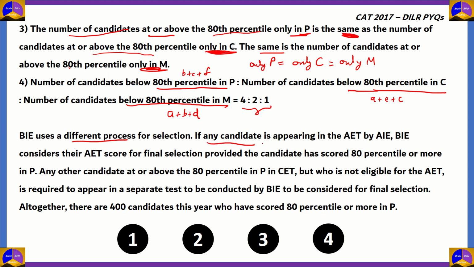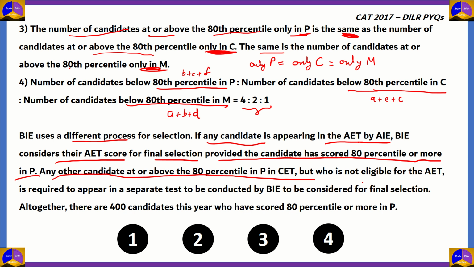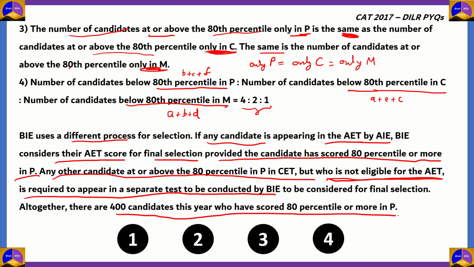If any candidate is appearing in the AET, BIE considers their AET score for final selection, provided the candidate has scored 80 percentile or more in physics. Any other candidate at or above the 80th percentile in physics in CET who is not eligible for the AET is required to appear in a separate test. And we're also given that there are 400 candidates this year who have scored 80 percentile or more in physics.